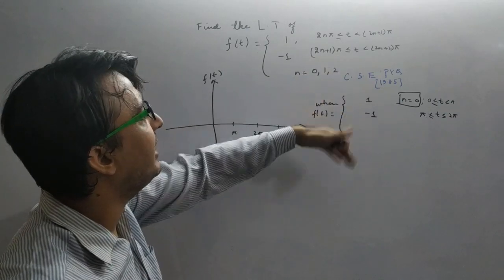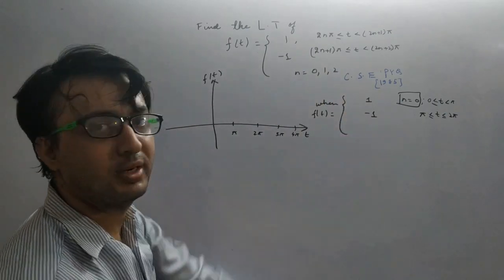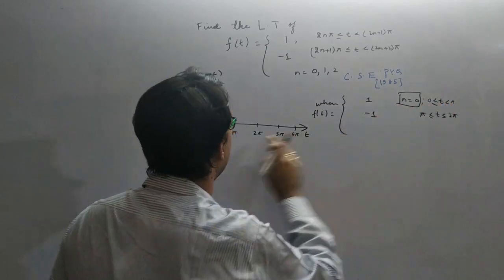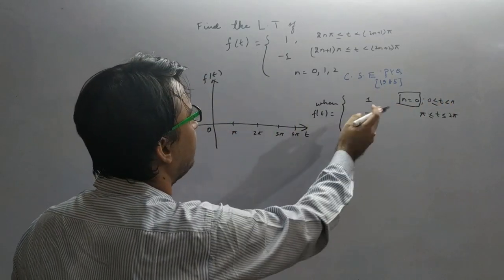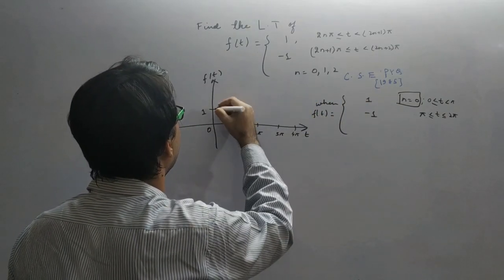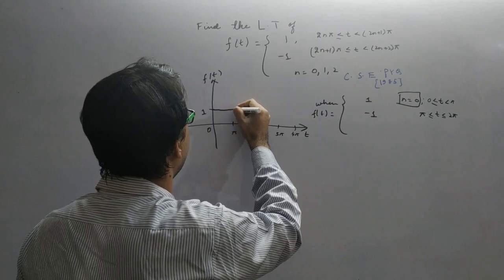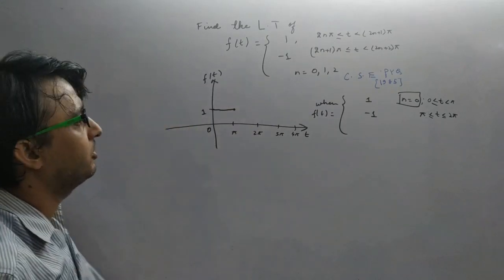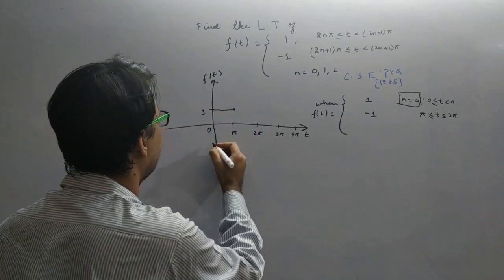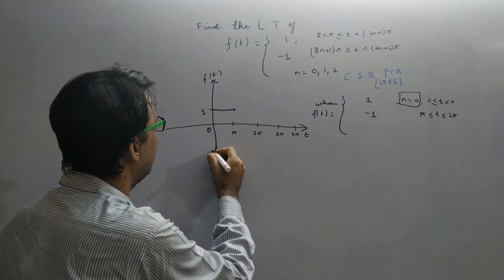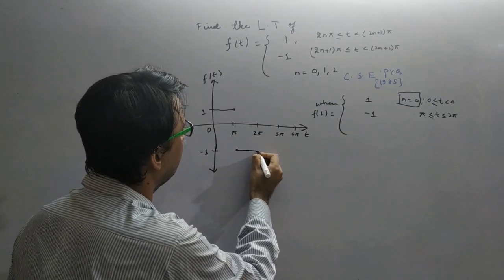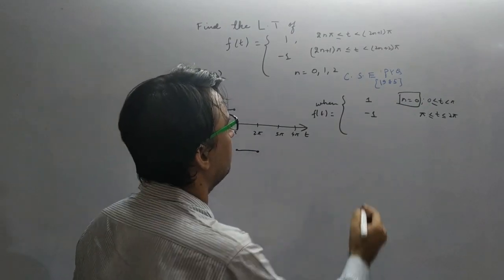Before we go and find others, let me first plot this one, n equal to 0. For 0 to pi, what is the value of the function? 1. So we plot 1 over here, and this becomes our function value. From pi to 2 pi, what is our function? Minus 1. So we go on the negative axis, and if we plot minus 1, it becomes here.